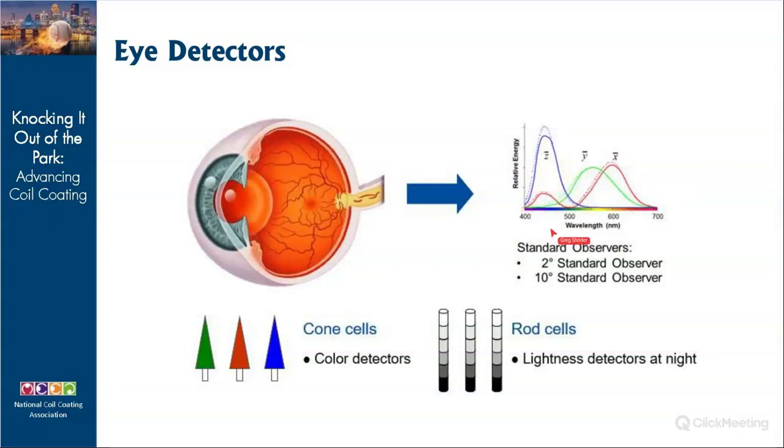Now, it's important to note that in the fovea, the center axis of your eye, is where your cone cells are concentrated. So that's the red, green, and blue response that we're gathering, where the rods are more located on the outside of the, further off the axis, I should say.